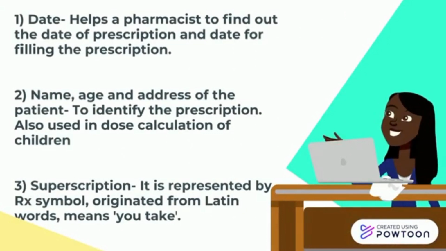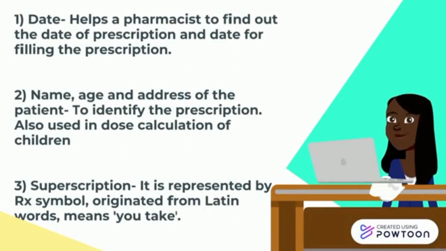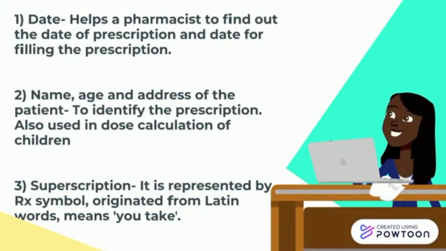Second, name, age and address of the patient. This is important to identify the prescription. In case any of this information is missing in the prescription, the information may be included by the pharmacist after proper enquiry from the patient. It is also used in dose calculation for children.